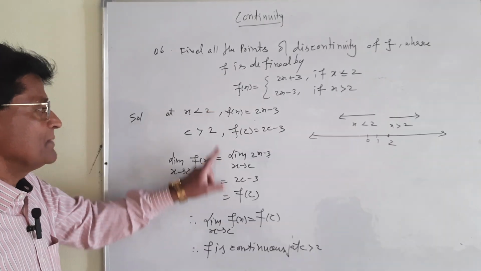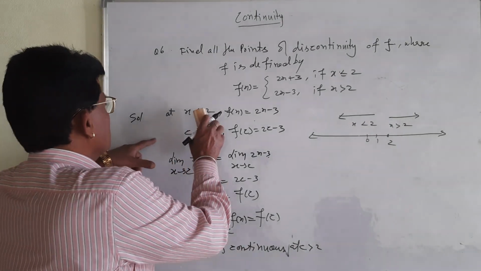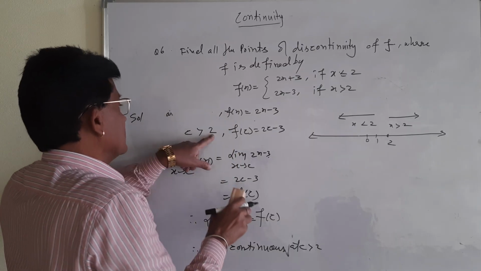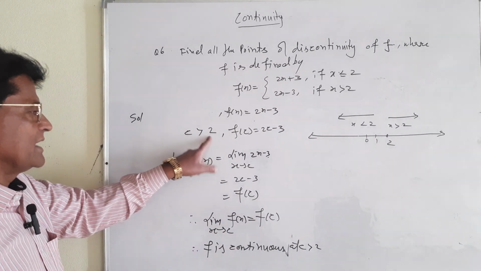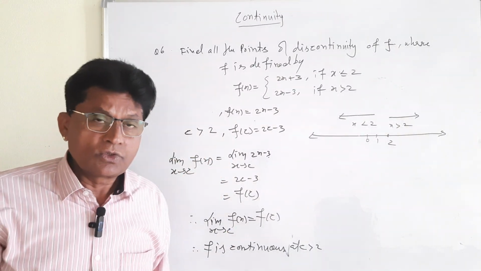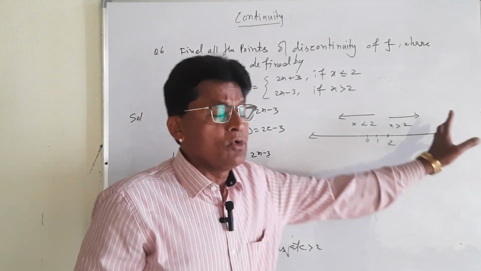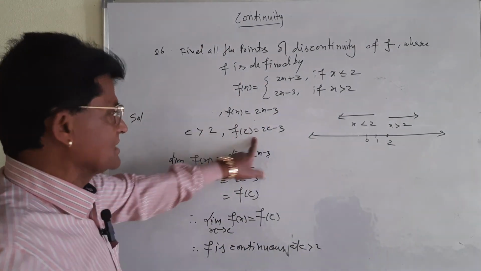For each and every point you can check. In the first case I have taken c is less than 2. Here I have taken c is greater than 2. When c is greater than 2, you take different points 3, 4, 5, 6. At every point you can check the function will be continuous.